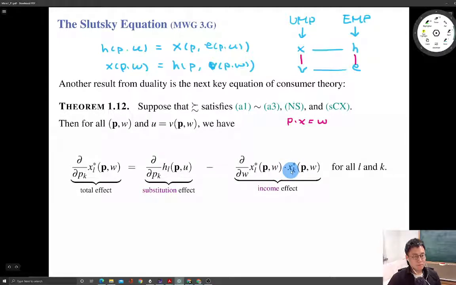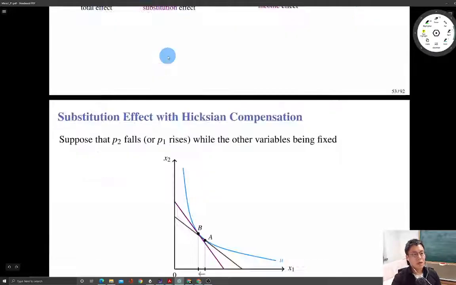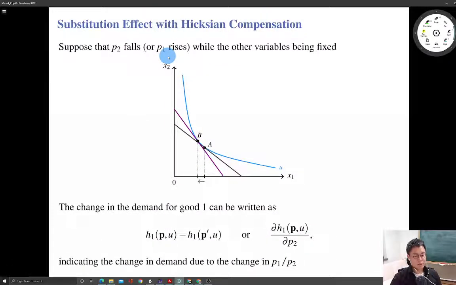Okay? So let me first remind you of the meaning of each effect. What do we mean by substitution and income effect? And briefly illustrate how to derive this equation from the duality. So let me start with the substitution effect.